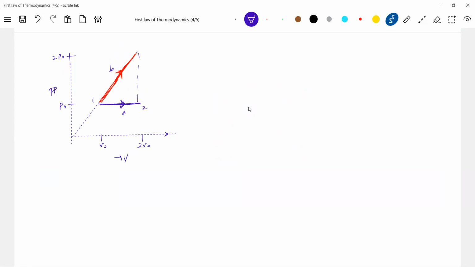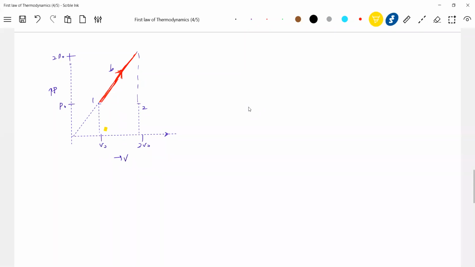There's a volume, there's a pressure. Okay, first let's go for work done in the path B. Already we know something. I'll do this not by integration, but by some other method. Now, what is some other method?